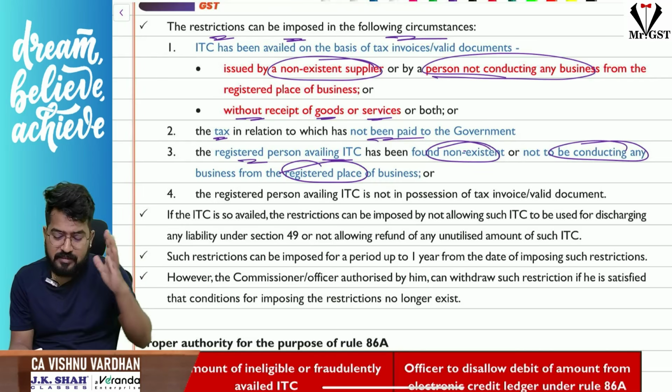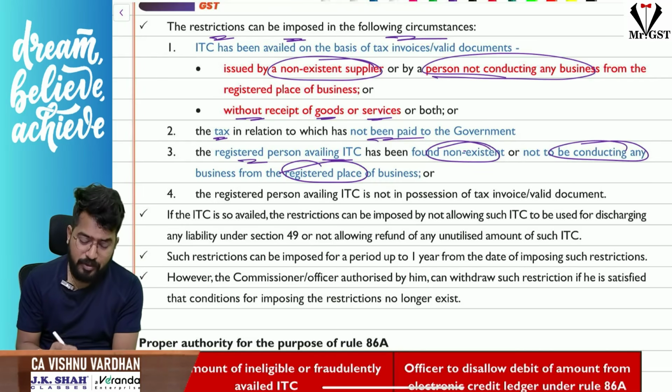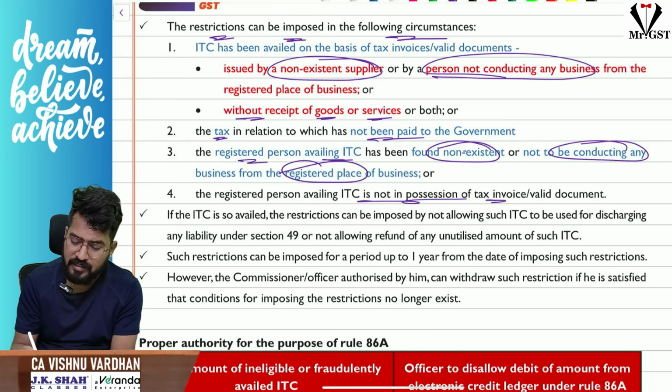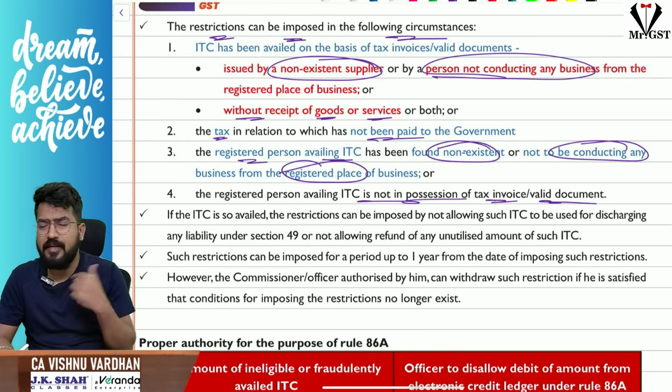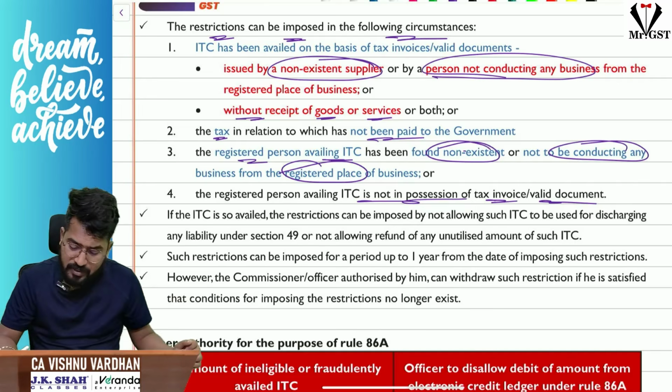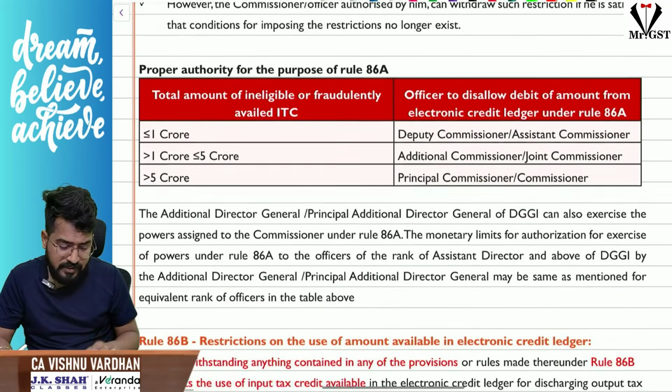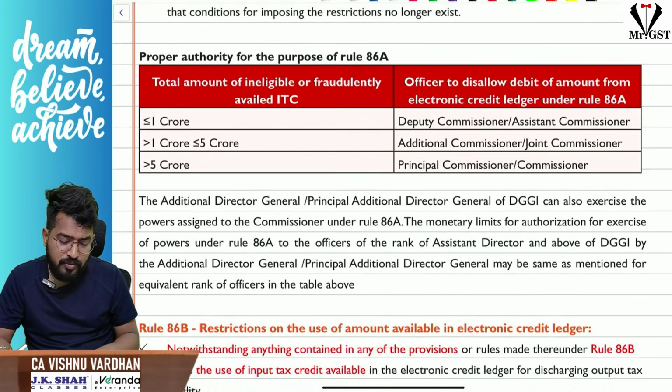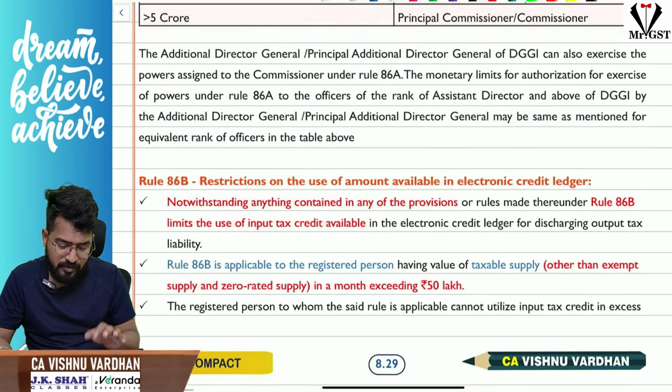In such cases, the proper officer can restrict your ITC utilization. Or even if you are not in possession of a tax invoice or valid documents regarding those purchases, then also he can restrict your ITC utilization. That is Rule 86A. So who has the authority? All the details that have been given, you can just take care of them.